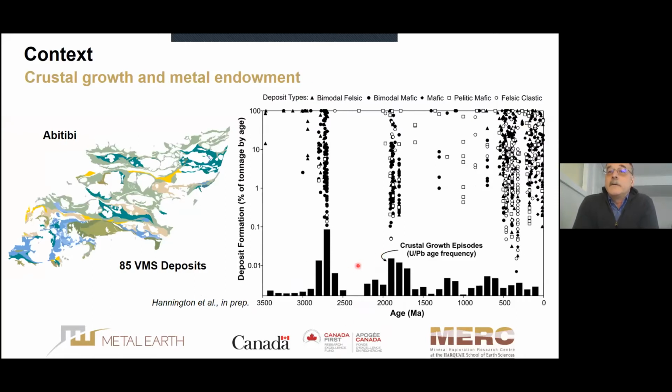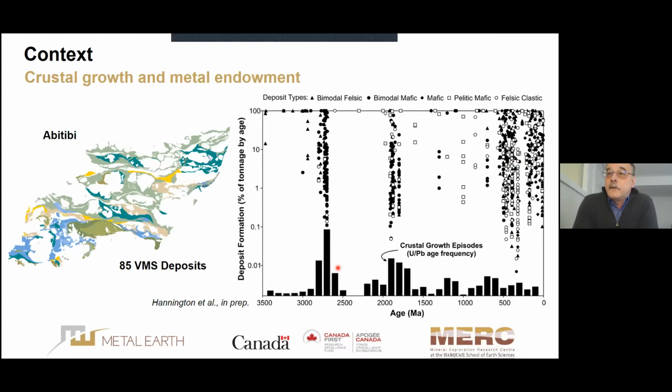What we're mostly interested in is identifying crustal growth in the oceans and what it might have looked like in the past. And in particular, the pulses of crustal growth that are directly linked to mineral deposit formation. In this case, this shows the distribution of VMS deposits through time, closely linked to major pulses of crustal growth.